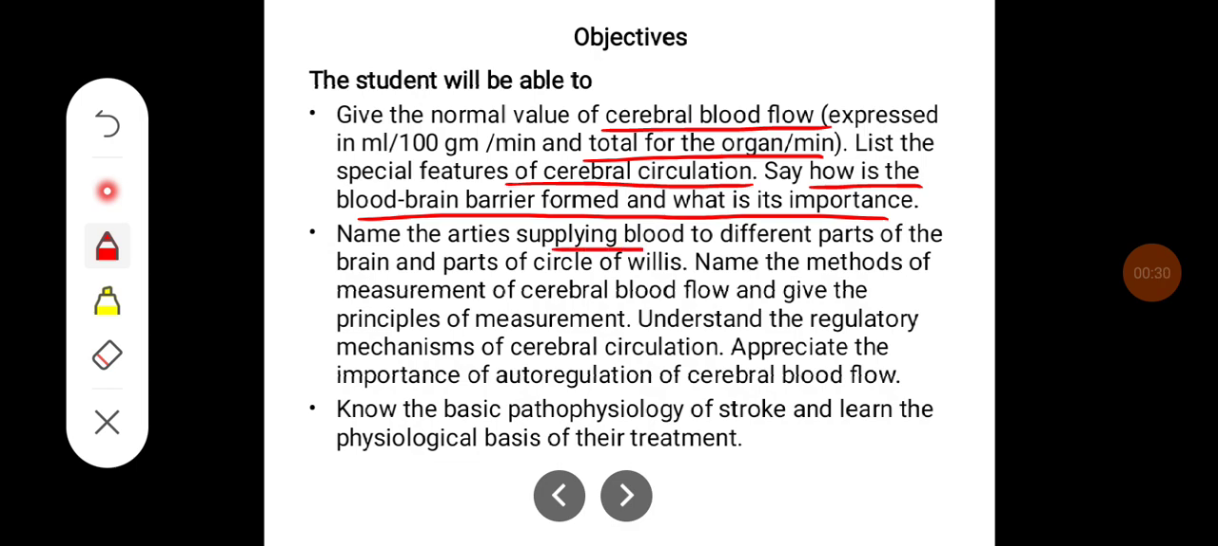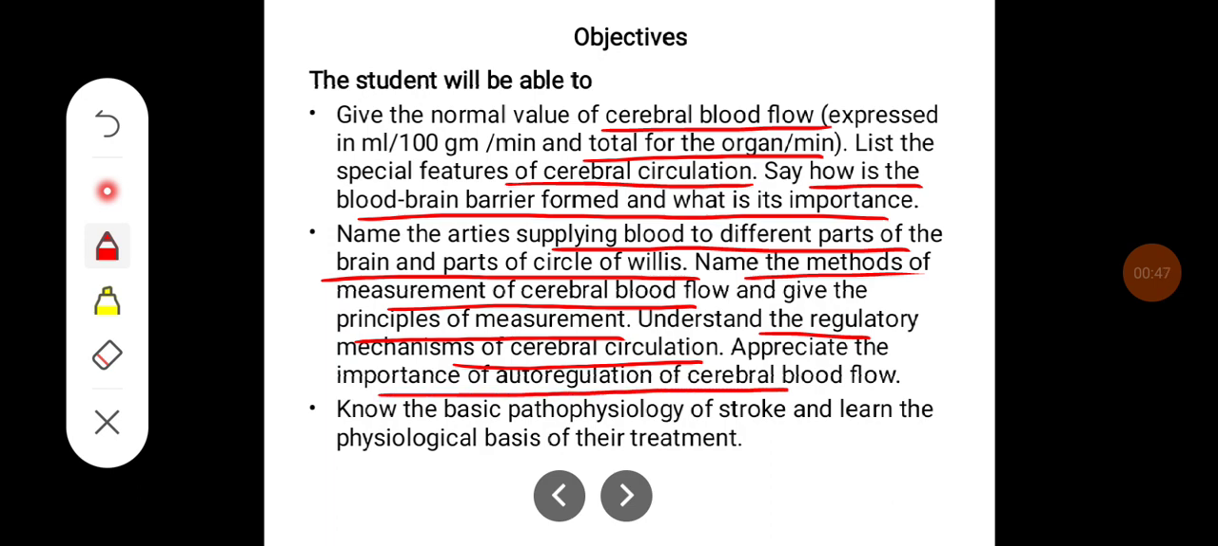Name the arteries supplying blood to different parts of the brain and parts of circle of Willis. Name the methods of measurement of cerebral blood flow and give the principles of measurement. Understand the regulatory mechanism of cerebral circulation and appreciate the importance of autoregulation of cerebral blood flow. And know the basic pathophysiology of stroke and learn the physiological basis of their treatment.